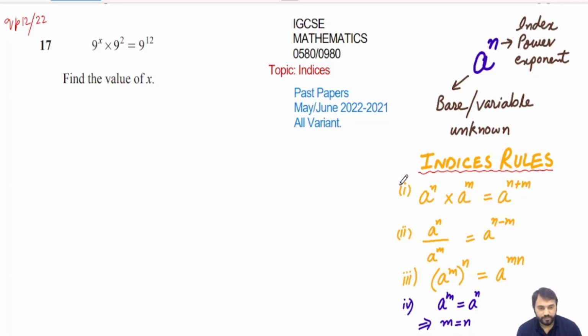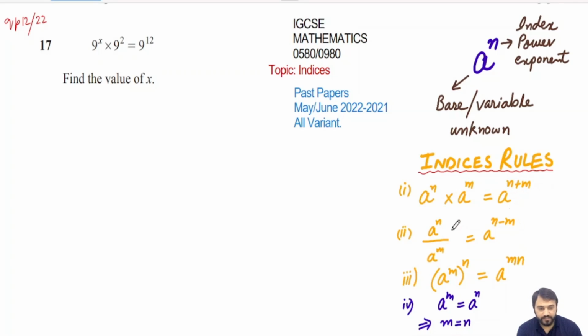So this is our first rule, in which if we have same bases and they are multiplying, we write one time base and add the powers. This rule is applicable for more than two bases. If you have a raised to power n, multiply a raised to power m, multiply a raised to power something, and so on, you just need to write one time base and add the powers.